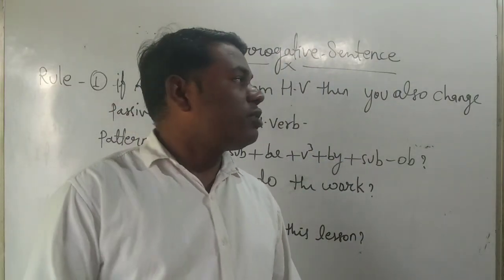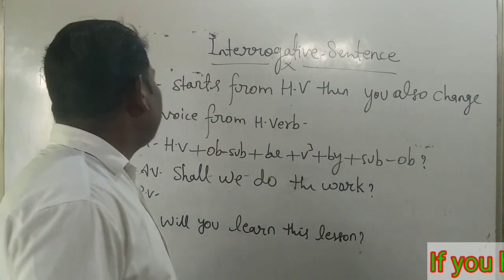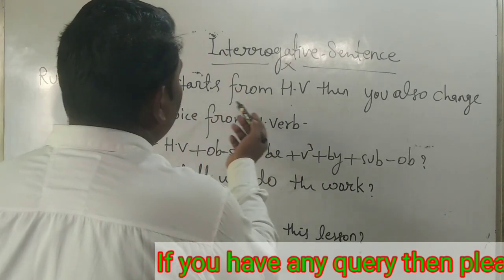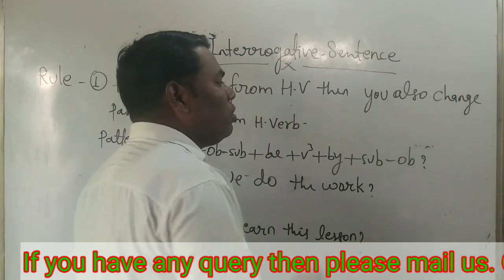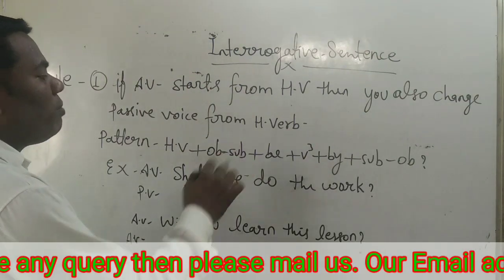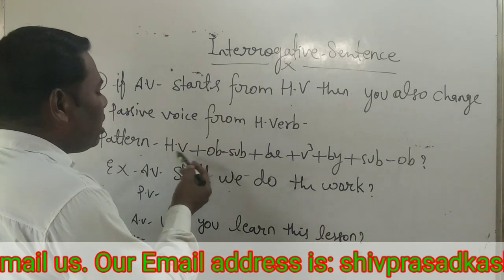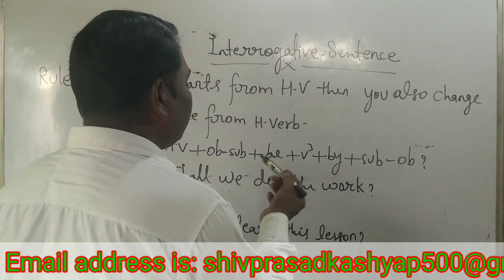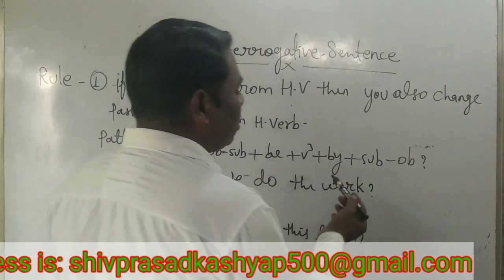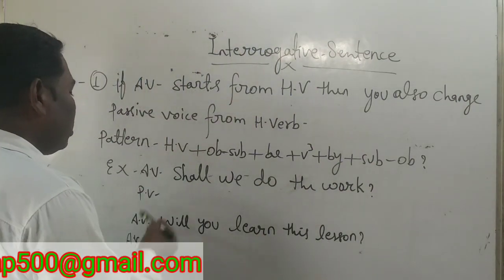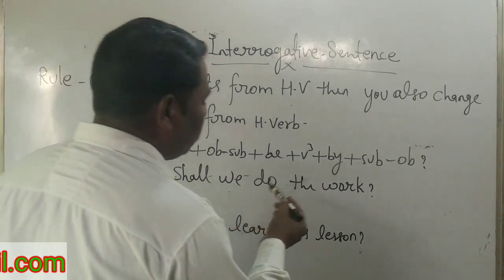So let us change an interrogative sentence into passive voice according to the rule. If active voice starts from a helping verb, then you also change passive voice from a helping verb. According to the pattern, write at first helping verb, and then object to subject, then be, and then V3, then by, and then subject to object. Example, active voice. Shall we do the work?